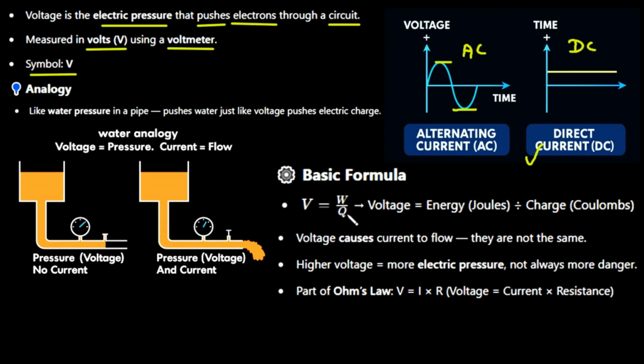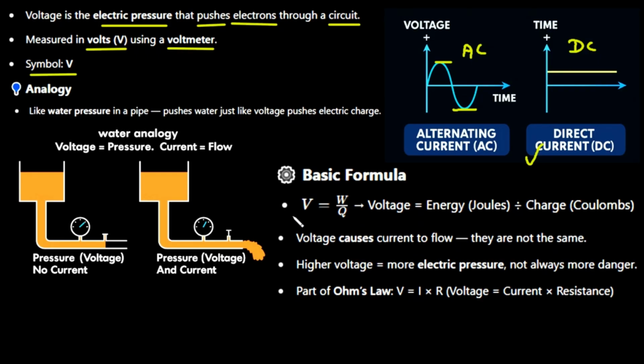Now, let's look at the basic formulas related to voltage. The fundamental definition of voltage is given by the formula V equals W divided by Q. Here, V is voltage, W is energy measured in joules, and Q is electric charge measured in coulombs. So, voltage is essentially the amount of energy per unit of charge.